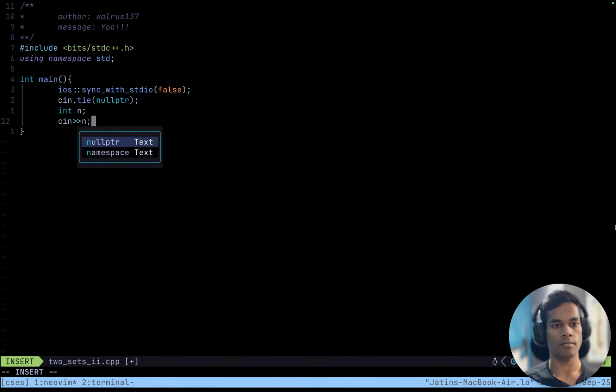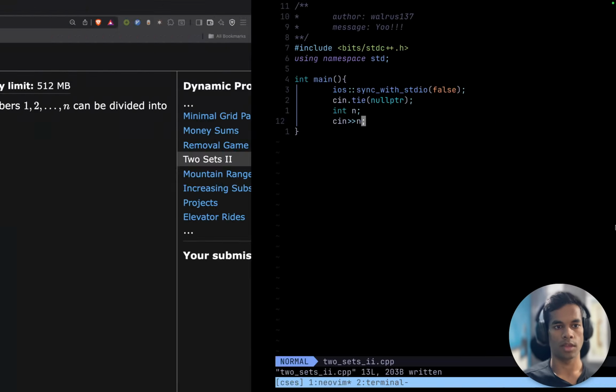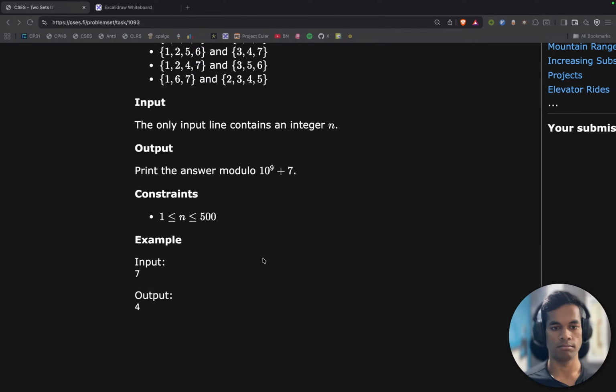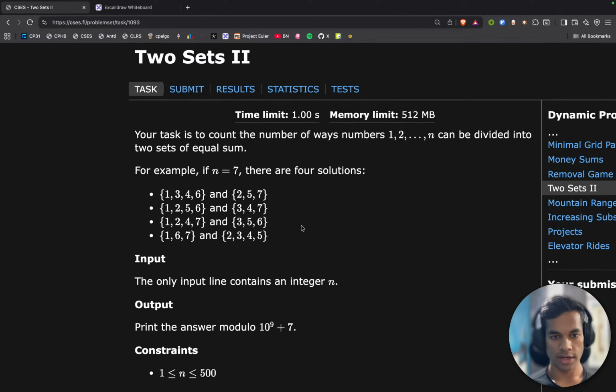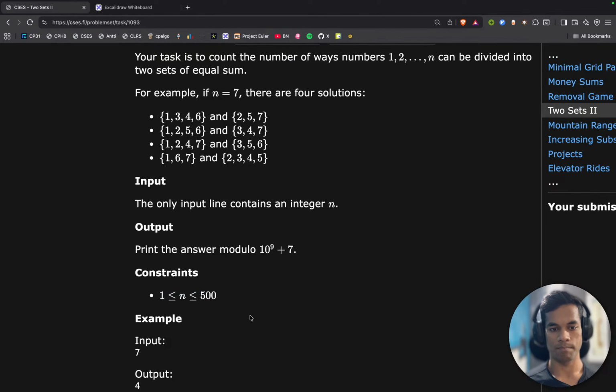So we are taking in n number, this number, right? And this n says that we have all the numbers from 1 till n. So if n is 7, then we have all the numbers from 1 till 7.